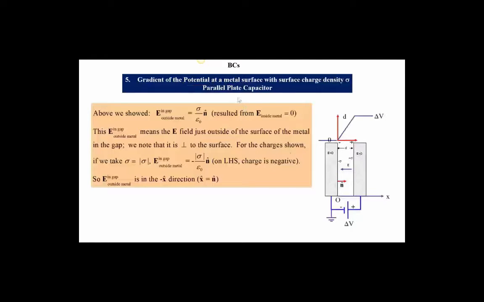Okay, so now let's look at the arrangement where we have a parallel plate capacitor, and we're going to look at these gradients that we just discussed. So we've already said that the E field is equal to this, sigma over epsilon naught times the unit vector, and that resulted from E inside equals 0. This E field outside the metal means that the E field just outside is in the gap.